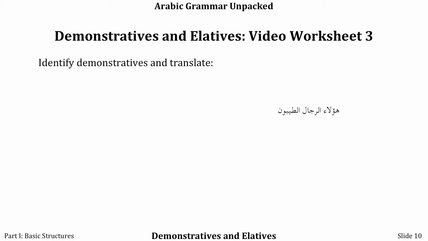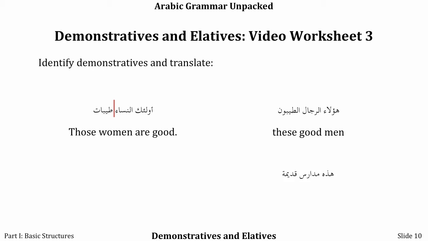Good. هؤلاء الرجال الطيبون. So remember, all demonstratives are definite. So all three of these words are definite, and therefore this is a phrase, not a sentence. These good men. In the second example, أولئك النساء طيبات. So definite because it's a demonstrative, definite because of alif lam, indefinite. So we put the bar here. The mubtada or subject of this sentence is أولئك النساء, those women. What about them? They're good. Or delicious also, but let's not go there.